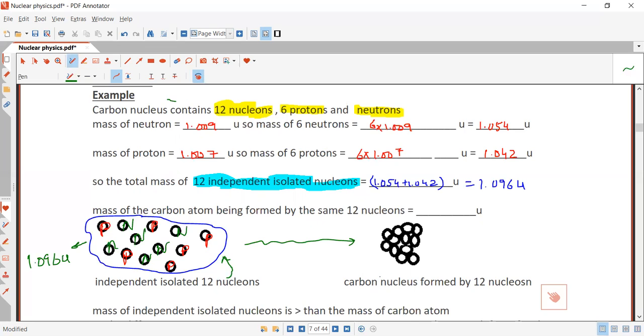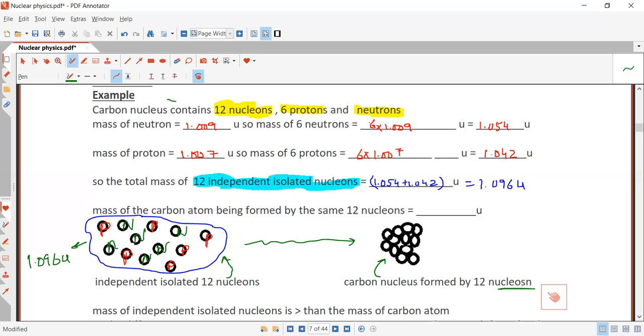Okay. But when these nucleons are combined together to form this nucleus, the nucleus formed by the 12 nucleons, right? Then this mass was done, right, students?